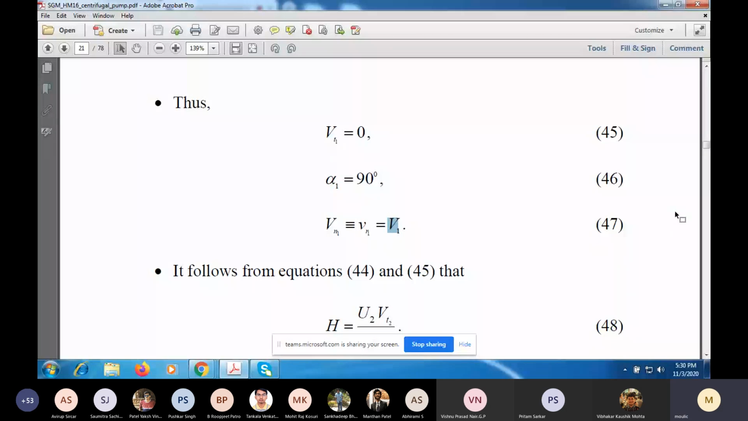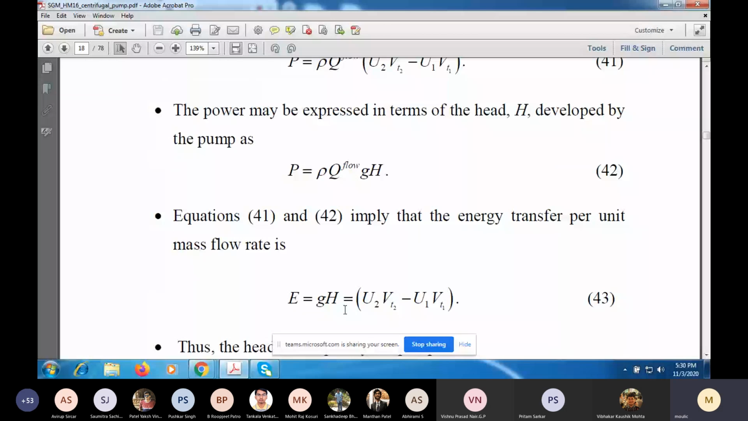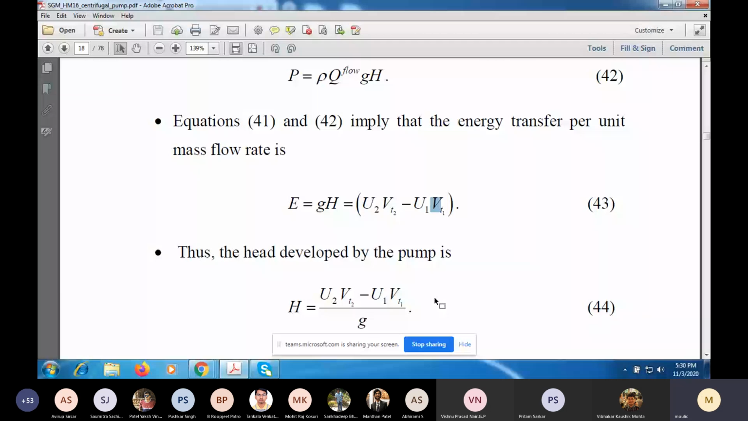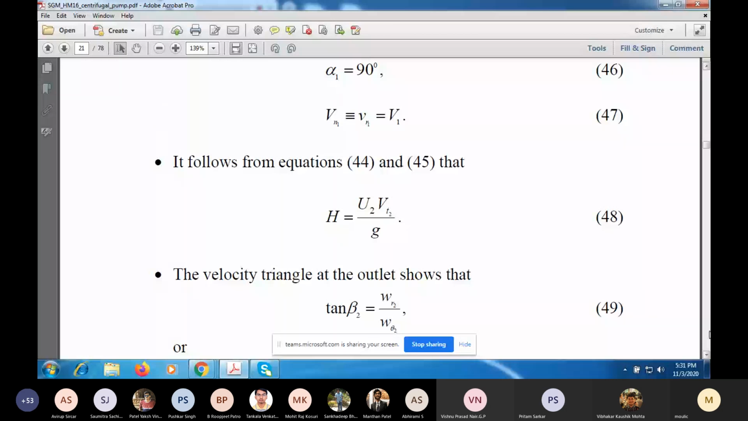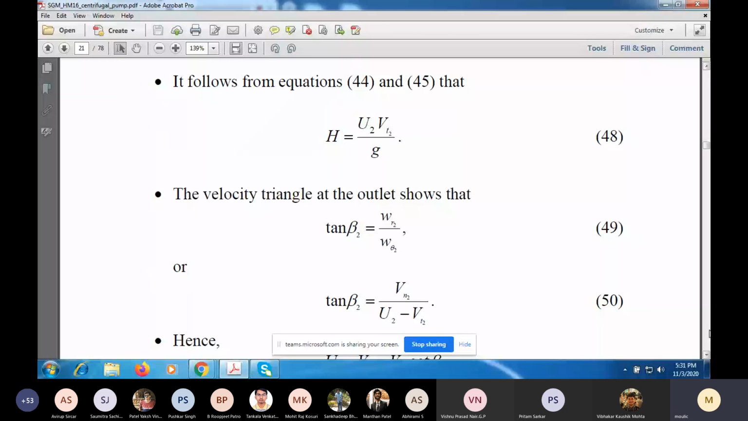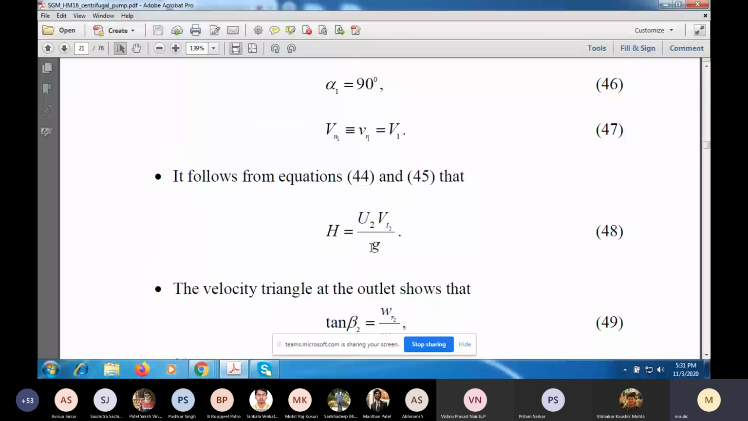Now if you go back and look at this relation for the head, if we say Vt1 is 0, then the head will be simply U2 times Vt2 by G. So head for an inviscid model will be U2 into Vt2 by G. This is meter per second, this is meter per second. If you multiply it together, you have meter square per second square, and you're dividing by G, which is meter per second square. So it will give you the head in meters.